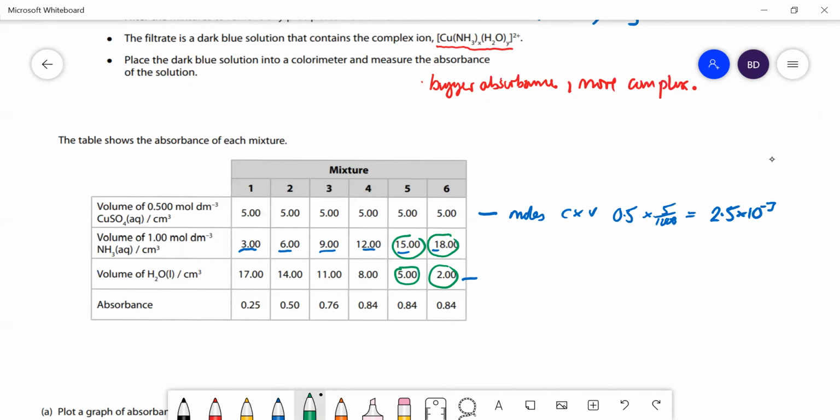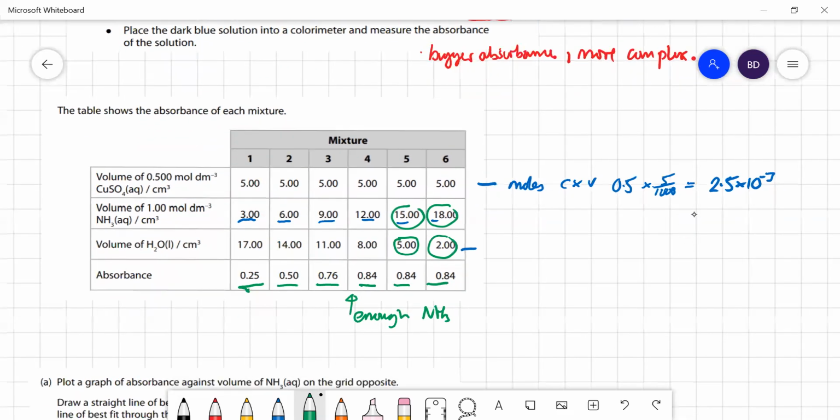So you can see here when you add 3, you get a low absorbance. When you add more ammonia, it goes up. When you add more ammonia again, it goes up even more. But then when you get to here, it doesn't go any darker blue. So that means at this point we've added enough NH3 moles to react with the copper, and we want to find out exactly how much. It's obviously somewhere between 3 and 4 there.